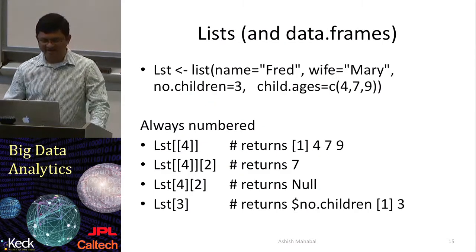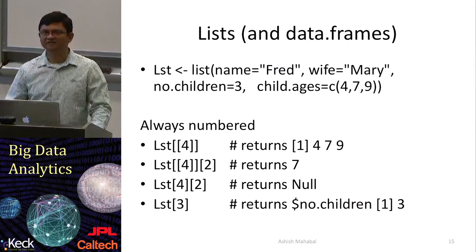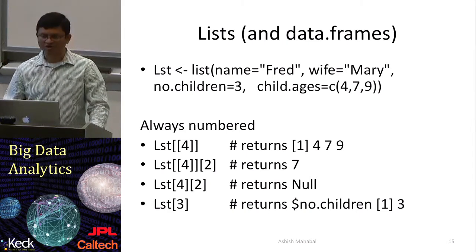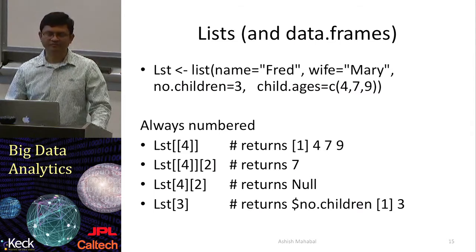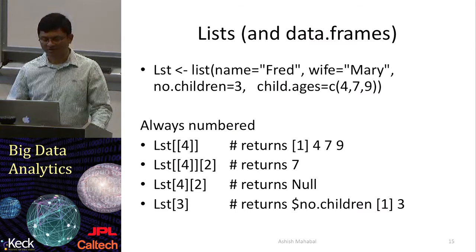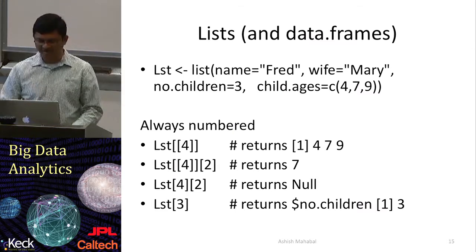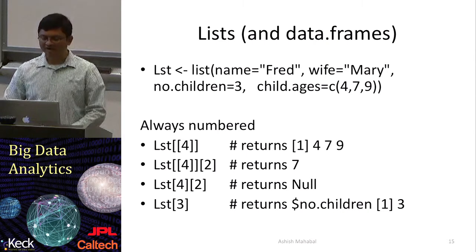Now, looking at a variant, what you can do is that you can combine different structures into a single structure also. So here we have something called name, Fred, wife, Mary, number of children, 3, and child ages, a vector. So we have a vector here, a number here, and some strings. Those can all be combined into a list and assigned to something called LST. You should remember that these are always numbered. So if you want the value of the 4th parameter of this particular list, you can say LST with 2 square brackets of 4, and then it's going to return you the vector that is there for child.ages.